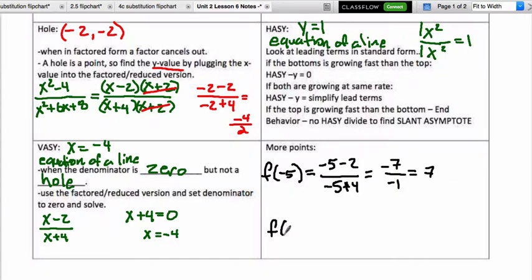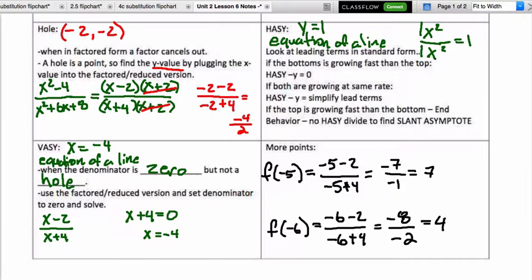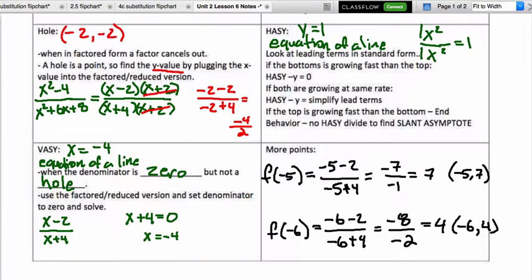And I'm just going to go one more step here and get another number just to be sure. So -6 minus 2 and -6 plus 4. And at the top we have -8 and the bottom we have -2. And this reduces to a +4. So let's plot these points here. We have the point -5, 7, and we also have the point -6, 4.